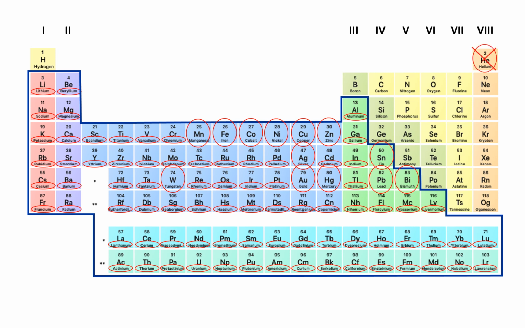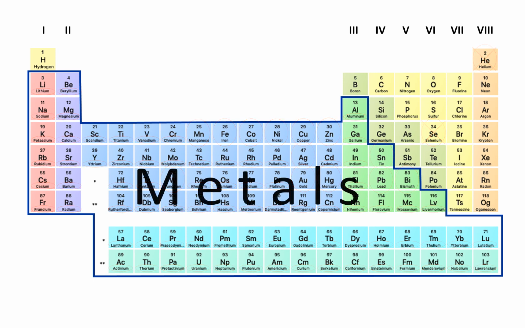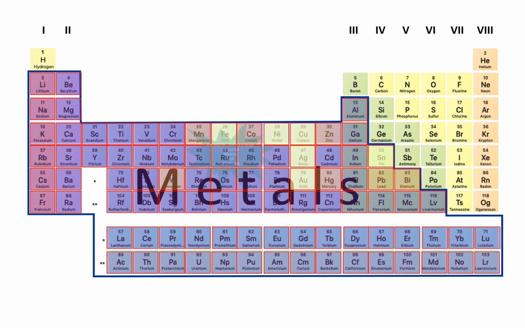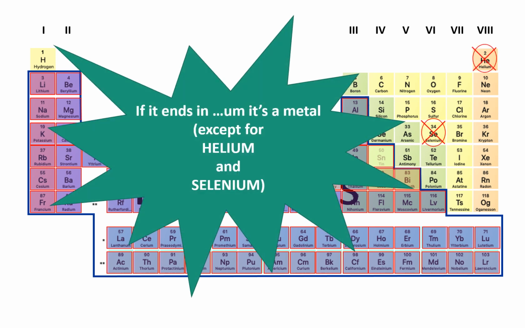One notable exception is helium. We are all well acquainted with helium balloons and helium gas. So like hydrogen gas, helium gas cannot possibly be a metal, despite the ending. Besides helium, there's only one other nonmetal whose name ends in and that is selenium. So, besides the ones that are familiar and the ones that may be more obscure, if the name ends in the element is a metal, except for helium and selenium.